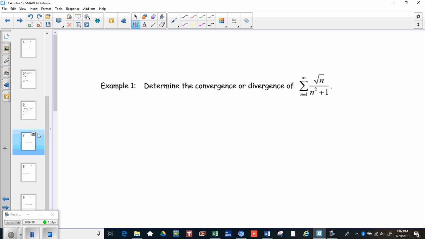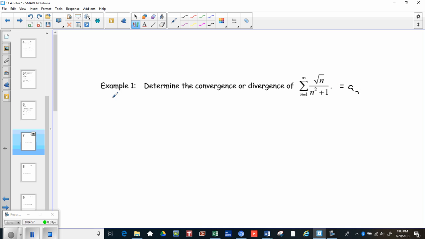All right, so let's take a look at number 1. Determine the convergence or divergence of this series. What we're looking at is something which has the square root of n over n squared plus 1. In this case it doesn't matter whether you think this is convergent or divergent, you want to compare the dominant term on the top and the dominant term in the denominator, which in this case is n to the 1/2 over n squared. Those are the dominant terms. So this is our a sub n.